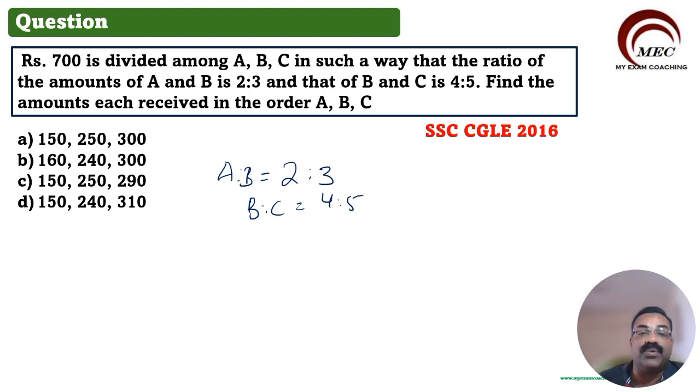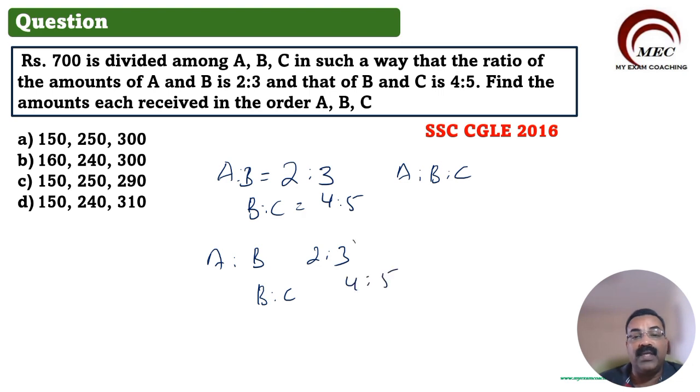Now let me write A is to B is to C. Here A is to B we have 2:3, and B is to C we have 4:5. When you see this 3 and 4, the LCM will be 12. So when I take B as 12, A will become 8, and when I take B as 12, C will become 15. So the combined ratio will be 8:12:15.